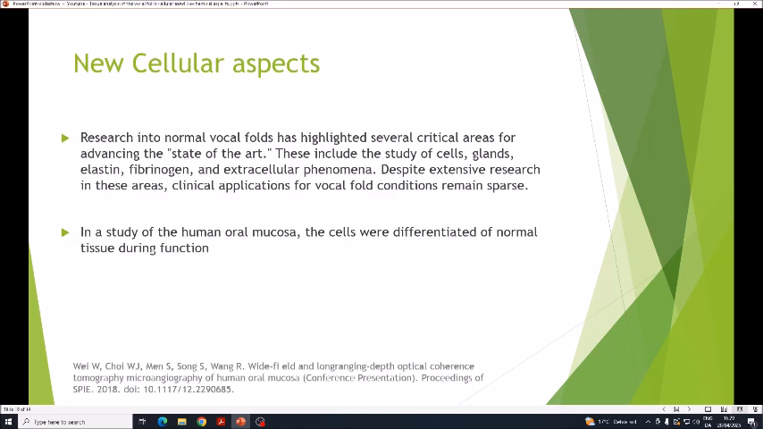Promising research has looked at normal vocal fold structure, cells, glands, elastin, fibrinogen, and the extracellular matrix. Still, clinical applications remain rare. One study on oral mucosa showed how cells differentiate during function, insights that may inform future vocal fold research.